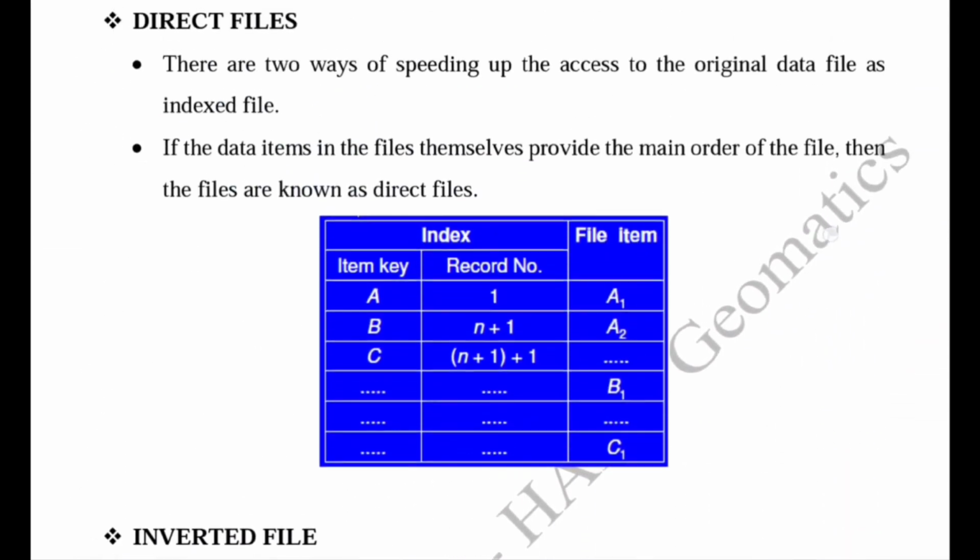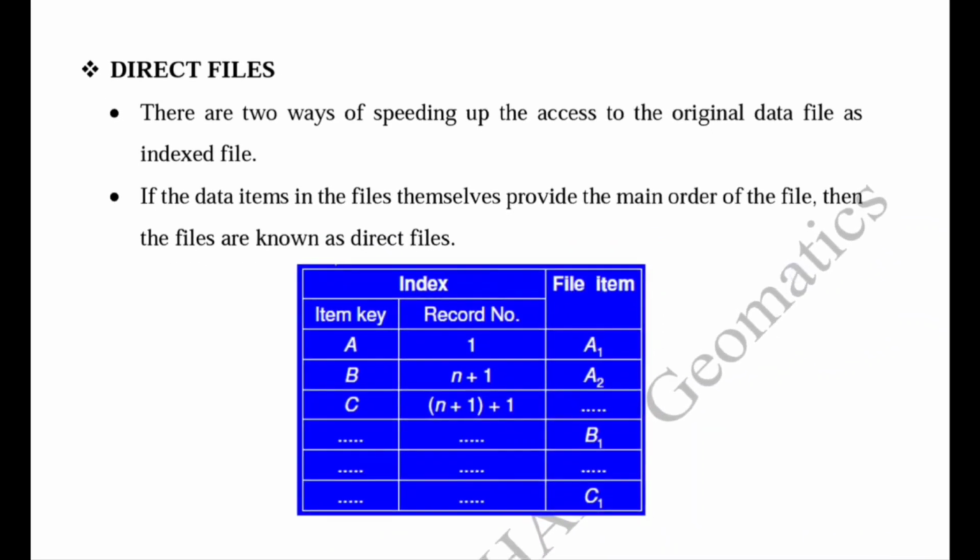These three are further classified as index files, because that approach is very efficient for searching and storing the data. It is a very important file structure for the database. In the case of direct files, there are two ways of speeding up access to the original data file as an index file, meaning it has a specific entity to easily find the searched data.